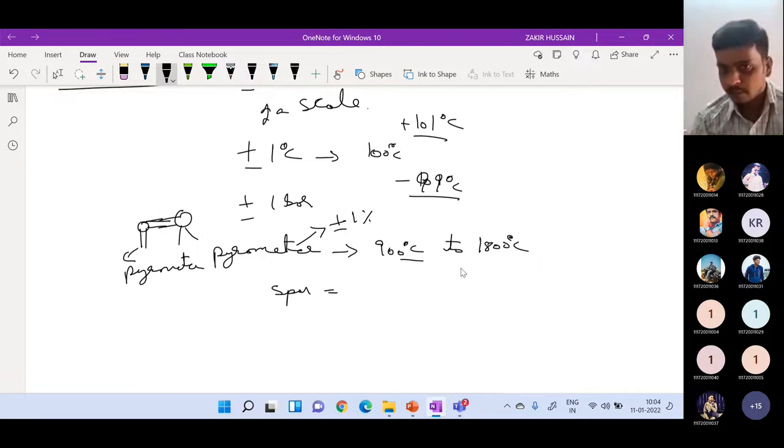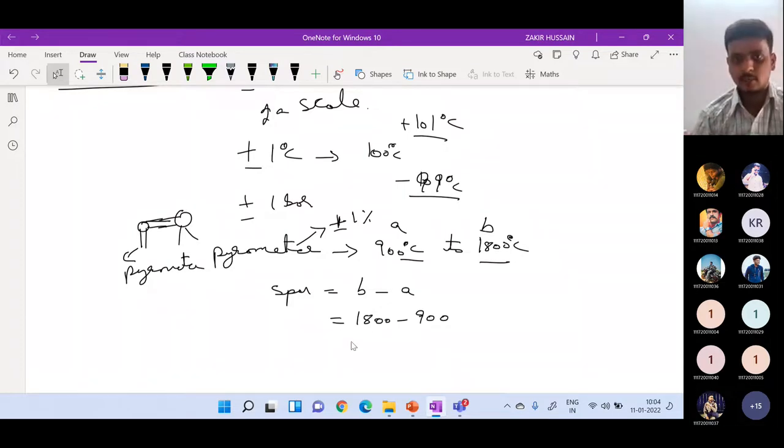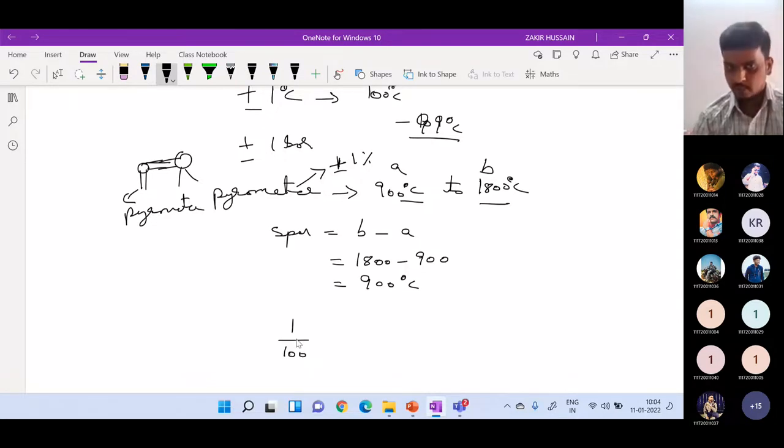First we need to calculate the span of this instrument in order to define plus or minus 1%. How to calculate the span? This is A and this is B. Span means B minus A. So B is 1800 minus 900, which is 900 degrees centigrade. This is the instrument span. Then plus or minus 1% means 1 divided by 100, converting the percentage into a fraction, multiplied by the instrument span, 1800 minus 900, that is 900. We can cancel that, and it is 9 degree centigrade.